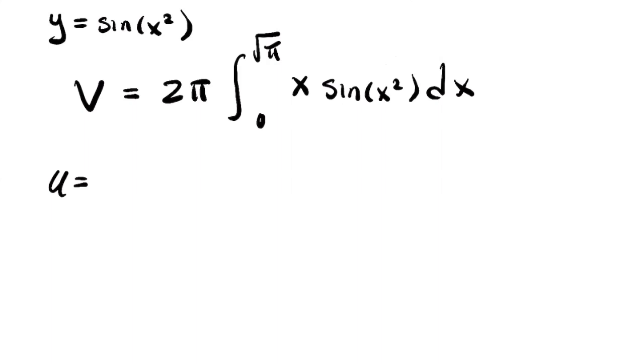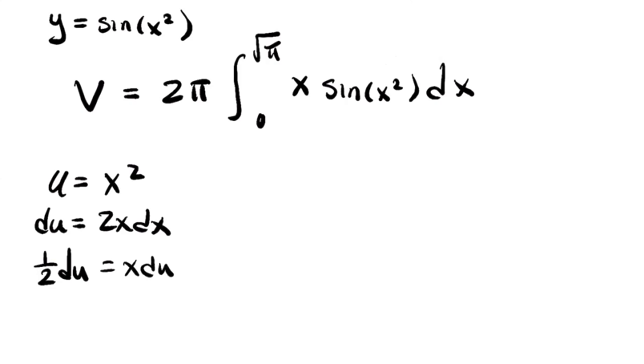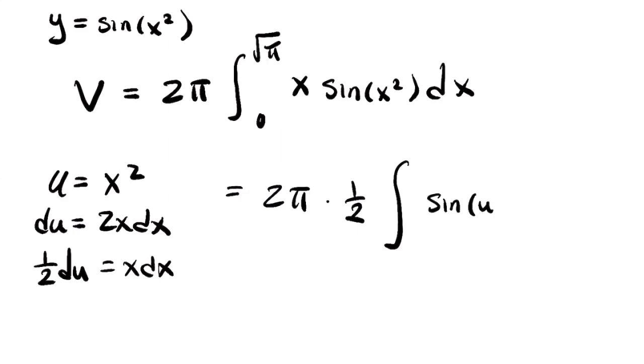So I'm going to let u equal x squared. So du is equal to 2x dx. And since I only have an x dx, I'm going to solve that for x dx. x dx is 1/2 du. So now I'm going to start replacing. The 1/2 is a constant, so I'm going to pull it out in front. So this is the sine of u du, but I need to change my limits of integration. I need to write u values here. 0 and root pi are not u values.